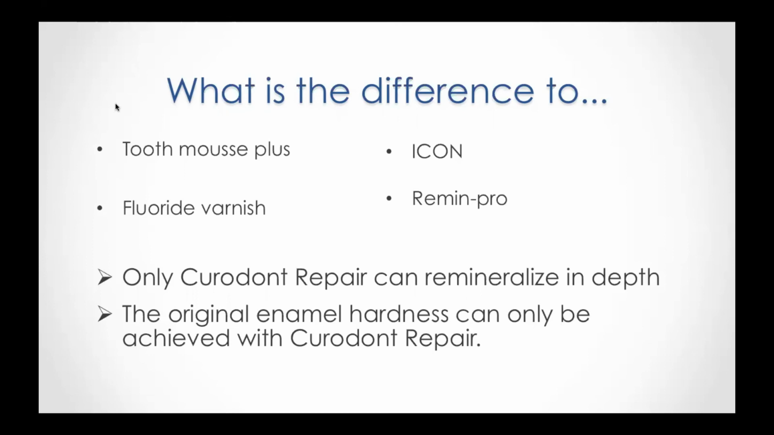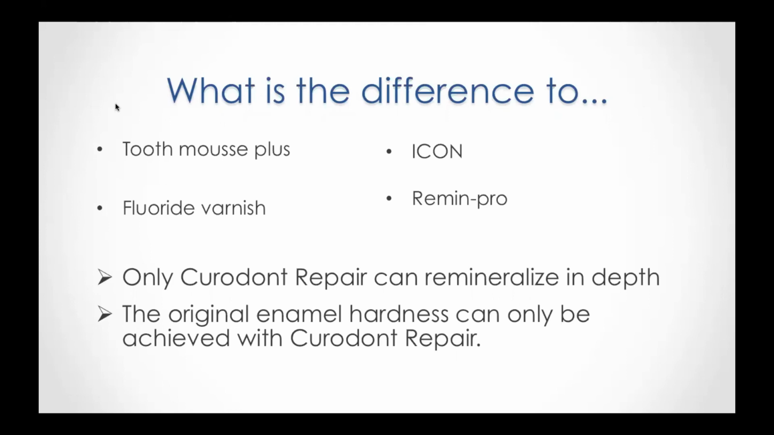What's the difference to all those products? The fluoride, we mentioned that before, mineralizes only the superficial part of the enamel with a maximum depth of 25 micrometers, whereas the Curodont Repair can remineralize up to 200 micrometers in depth. It reduces the caries activity, which the fluoride does in a much lower number of cases.